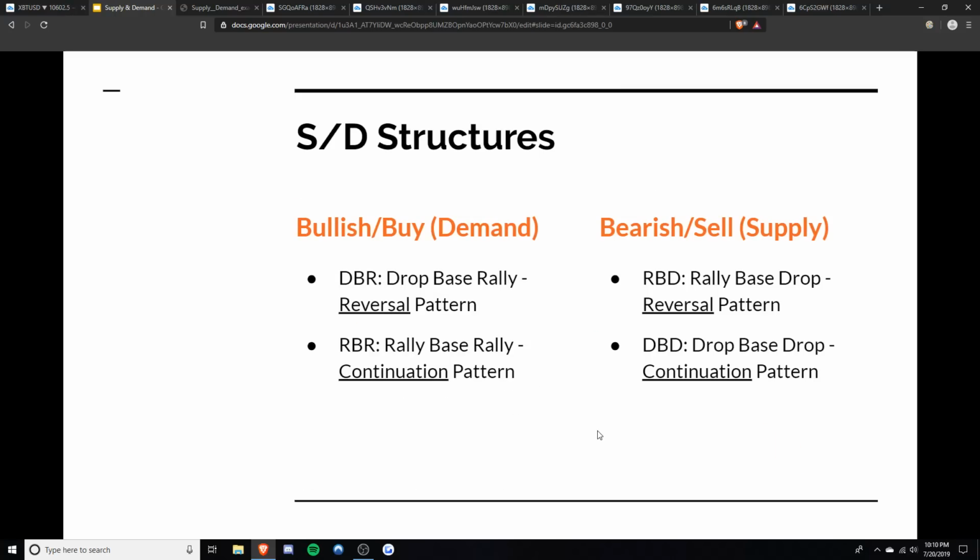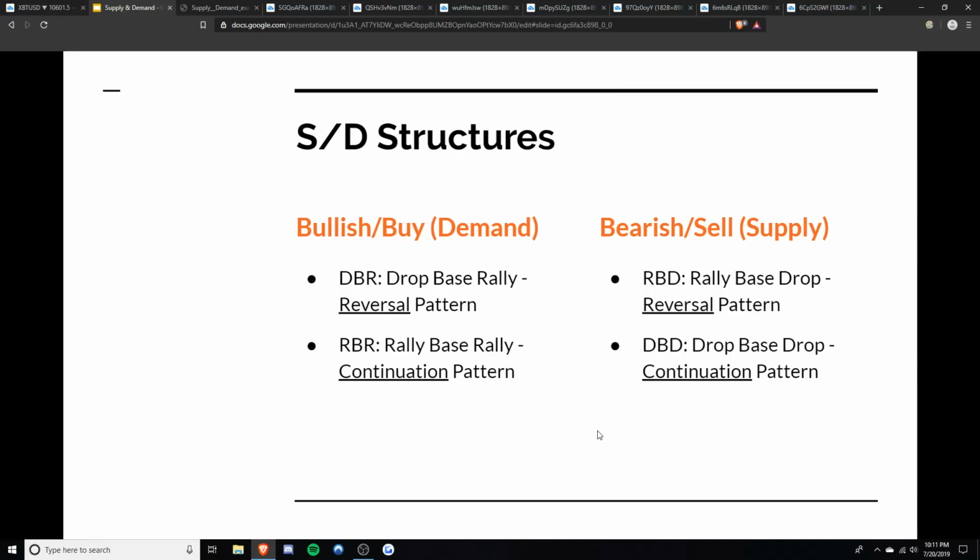Next is the supply and demand structures. So we have bullish and bearish structures. So the bullish or demand structures, you have a drop base rally, a DBR, which is a reversal pattern. And I have examples for all of these on the next slide, so you'll be able to see them. And the other bullish or demand structure is a rally base rally, which is a continuation pattern, and it's the opposite for supply zones. You have a rally base drop, which is a reversal pattern, and you have a drop base drop, a continuation pattern.